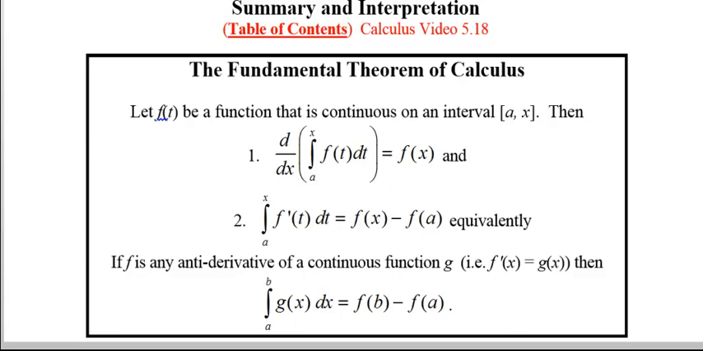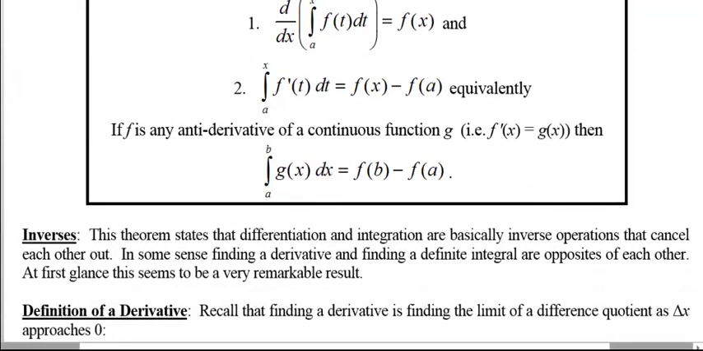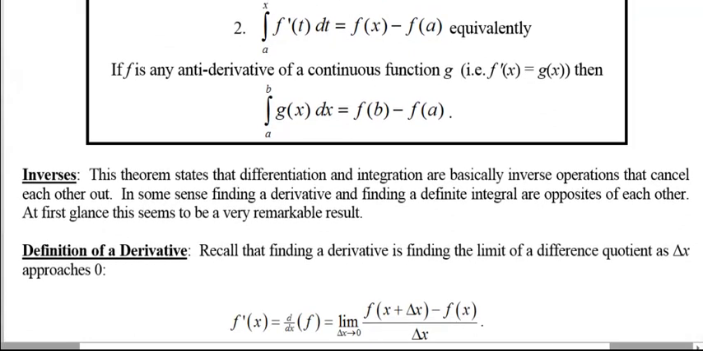So what are some big ideas that we get out of this? Well, the first thing is that differentiation and integration, at least in the sense defined by this fundamental theorem, are basically inverse operations, and they sort of cancel each other out. So taking a derivative and then an integral gives you back where you started. If you take an integral then a derivative, you're back where you started.